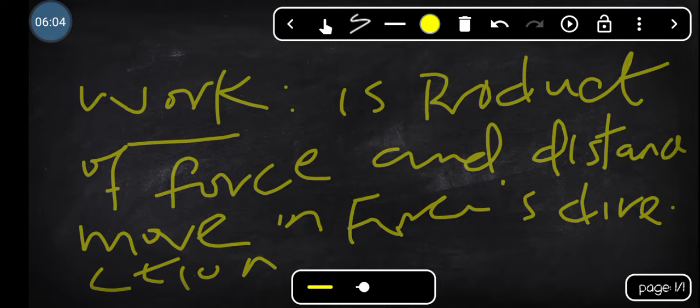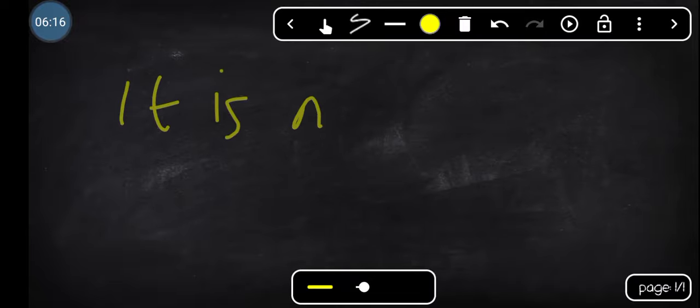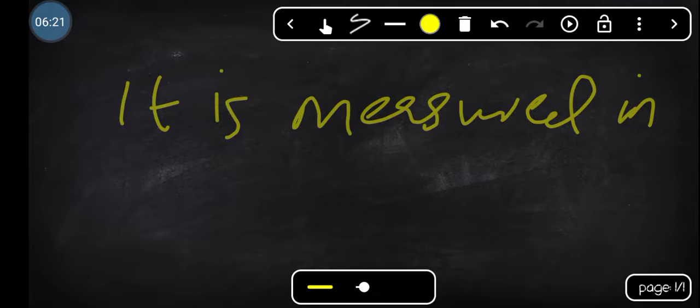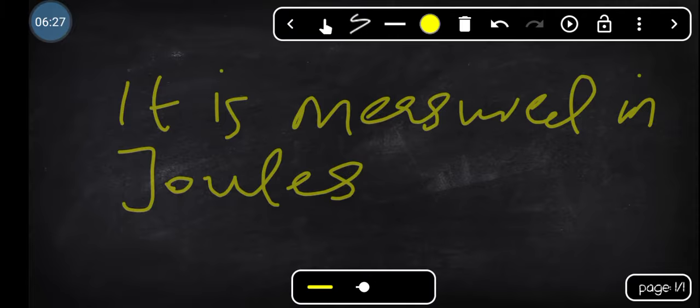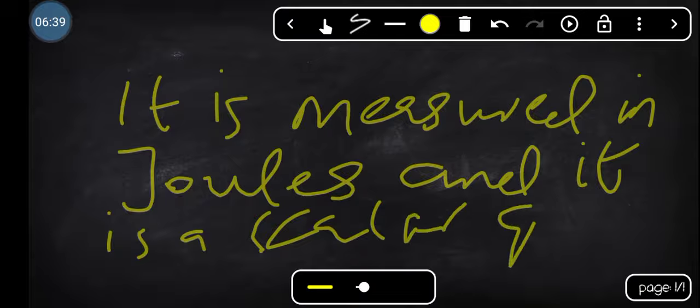After you must have defined this, then you can come up with the unit. You say it is measured in joules, and it is a scalar quantity. What do you mean by scalar quantity?